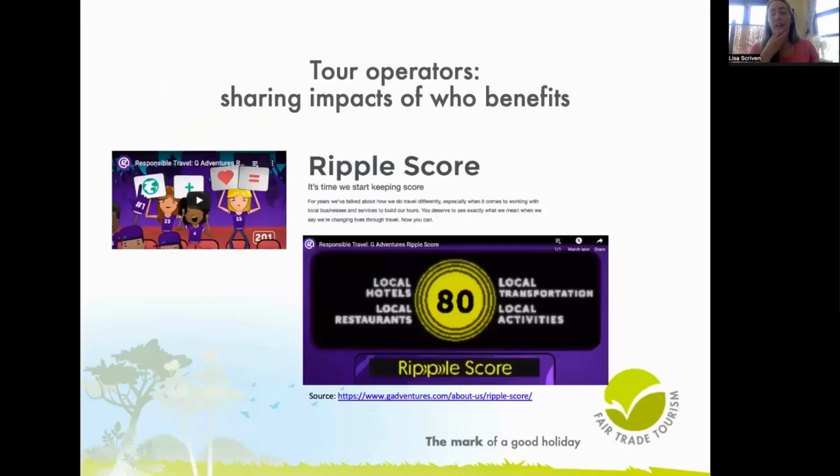And at the end, I can maybe share a little bit with you as well about what Fair Trade Tourism is doing in terms of getting involved in impact monitoring initiatives. So around the world, there's increasing demand for transparency in terms of impact. And it's kind of an interesting development that works in a complementary way with certification.